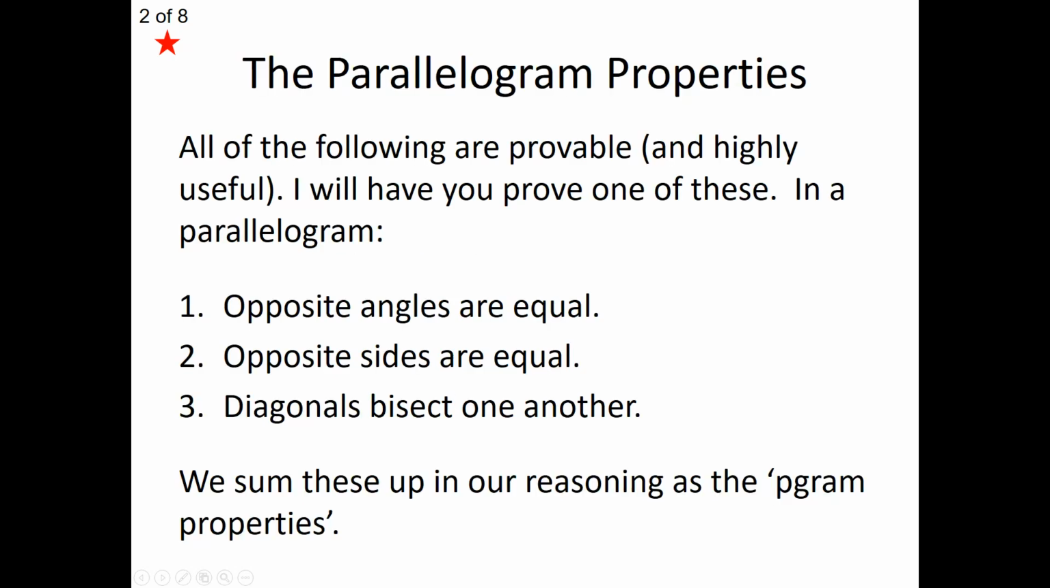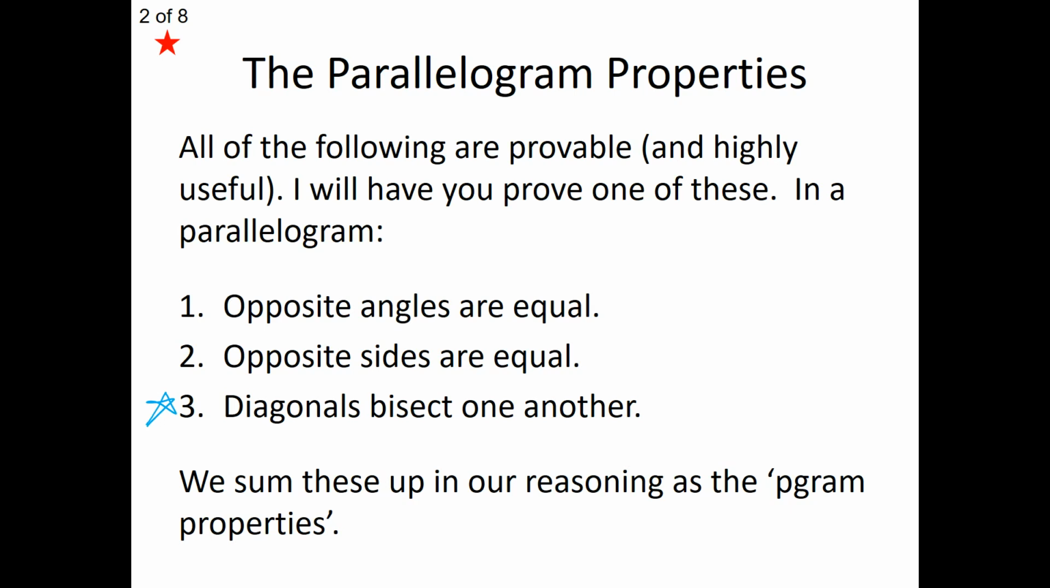Let's start with our parallelogram properties. These are all provable and highly useful. The parallelogram comes with many different properties that we can actually use, especially when we're attempting to prove things. So if we take a look at these three in the list, we can prove all three of these: opposite angles are equal, opposite sides are equal, and the diagonals bisect one another. I'm not going to ask you to prove all three. I'm going to ask you to prove the last one, that diagonals bisect one another.